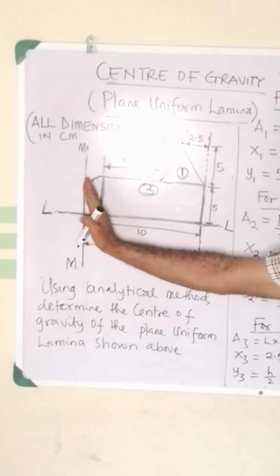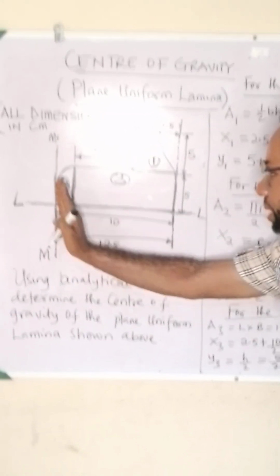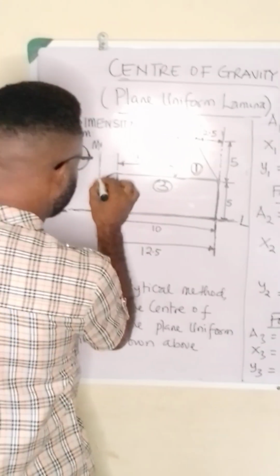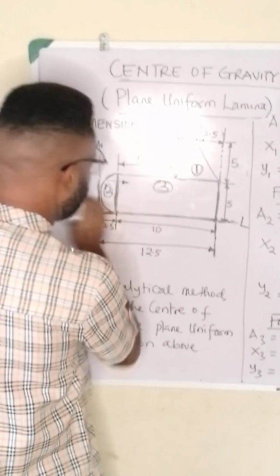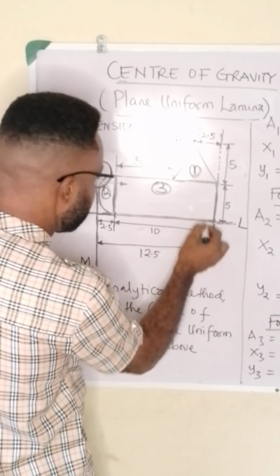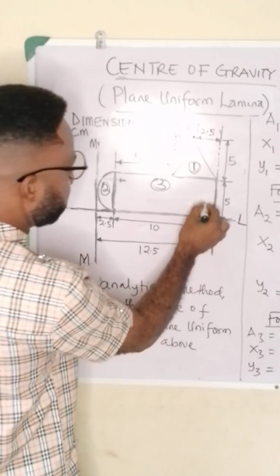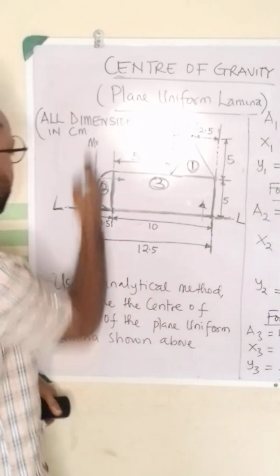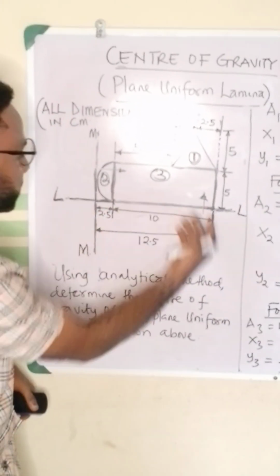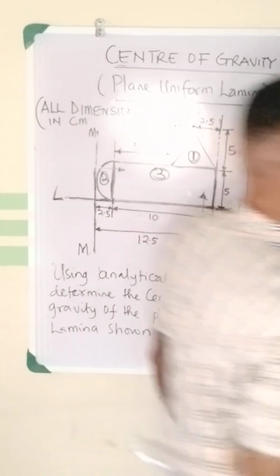But if we are looking at MM, the reference point is this way, down to this direction. So I can say for MM, the reference point is this way, down to this direction. And for LL, the reference point is this direction, up. So we can say that MM is taking the XX axis, and LL is taking the YY axis.